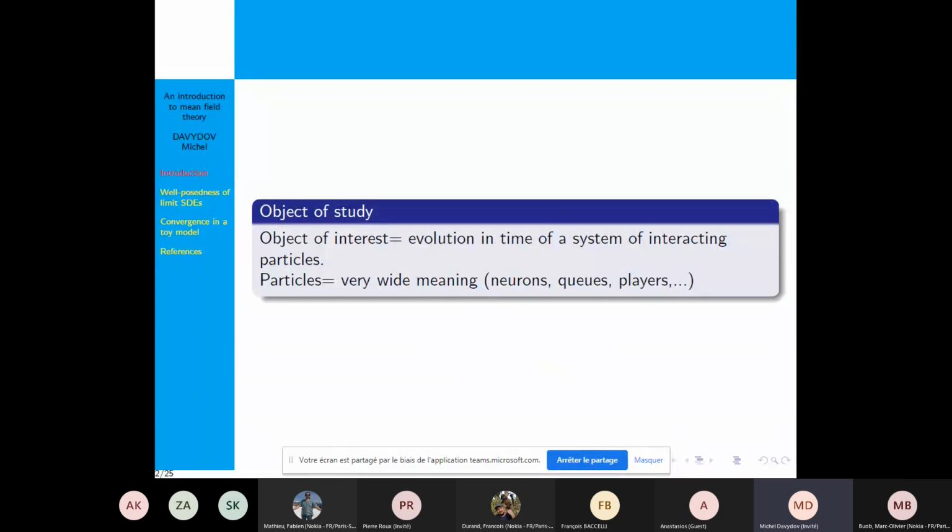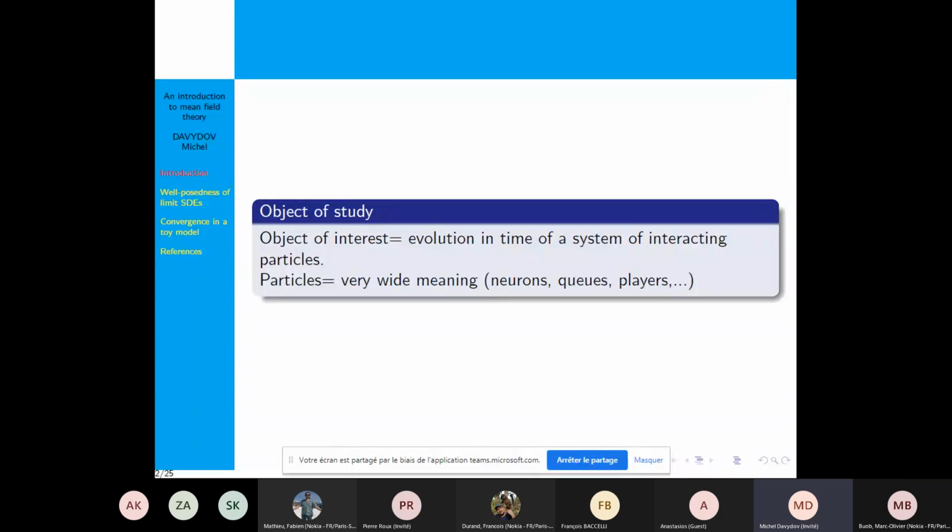So what is mean field theory? Mean field theory is a particular case of studying the dynamics of a system of interacting particles. Fundamentally, we're interested in the evolution in time of a system of interacting particles. Here, particles has a very wide meaning, because it can be actual physical particles, or people in social dynamics, or players in game theory, or queues. It is basically the object of interest, and it can represent many different things depending on the context.